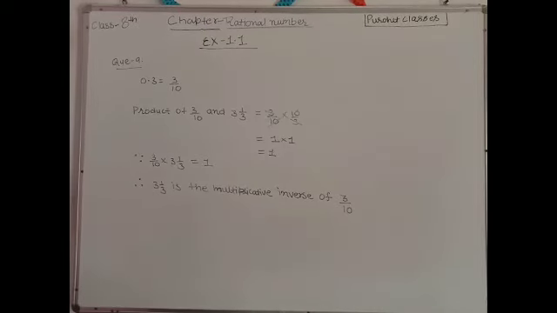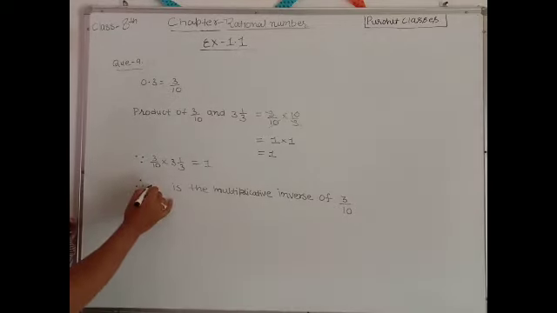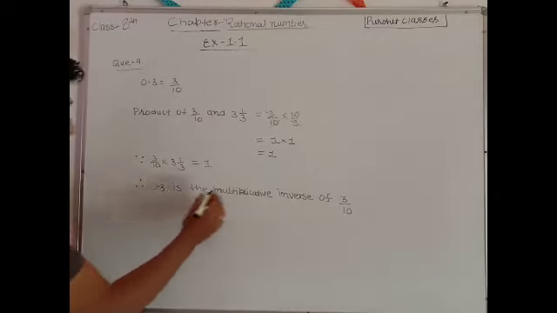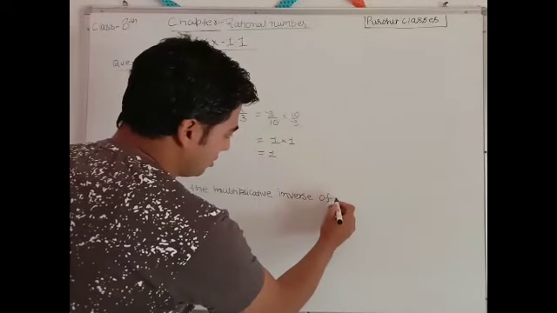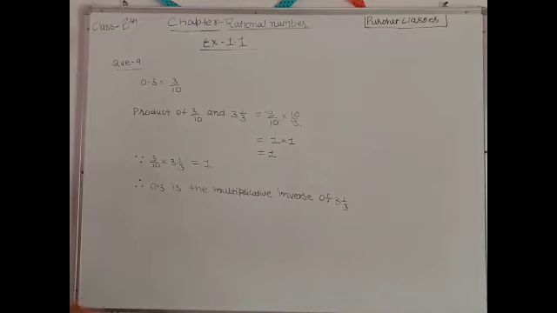On the same pattern, we have given question number 9, that is, check if 0.3 is the multiplicative inverse of 3 whole 1 upon 3. Oh, I have committed one mistake. No mistake, that is correct. Let me correct it here. 0.3 is the multiplicative inverse of 3 whole 1 upon 3. Okay, now let's see. 0.3 can be written as 3 upon 10.